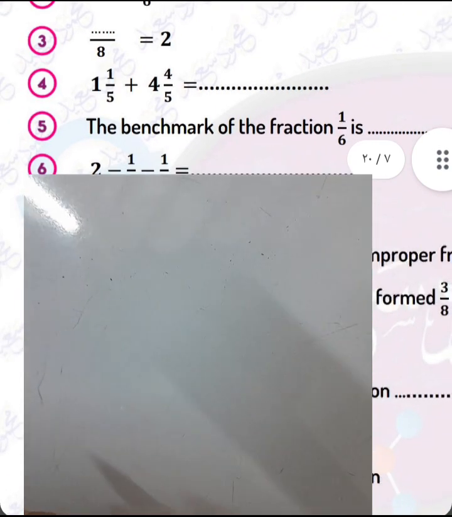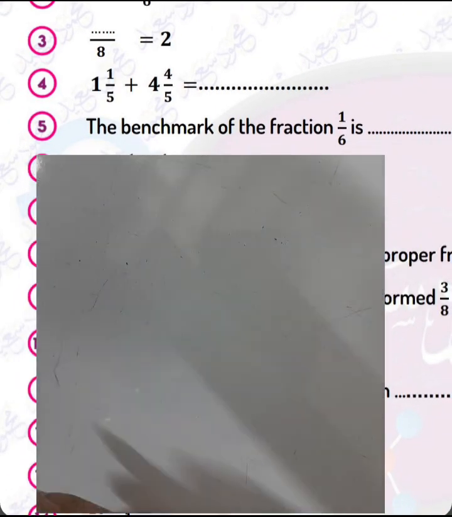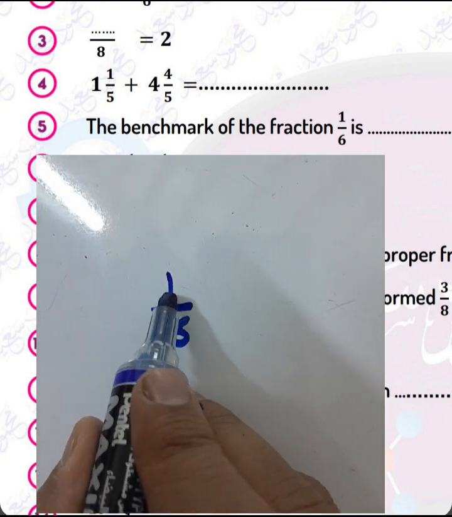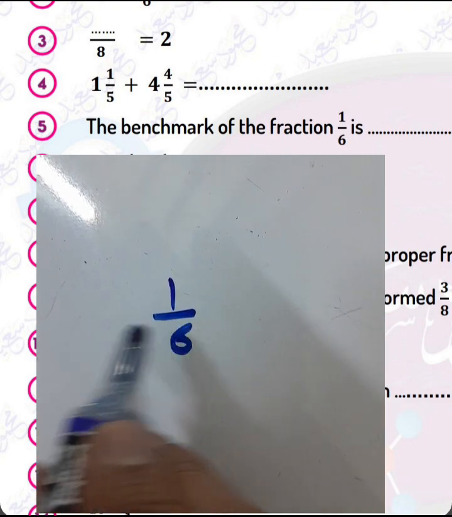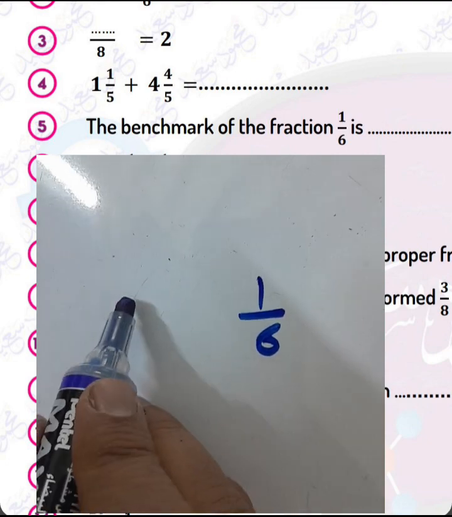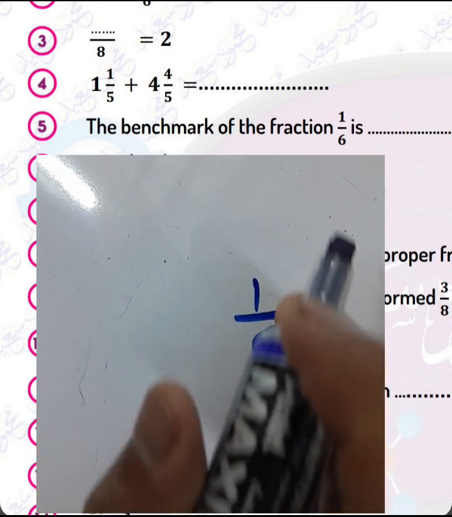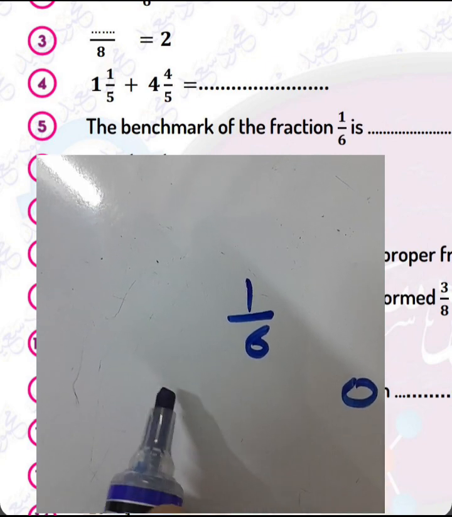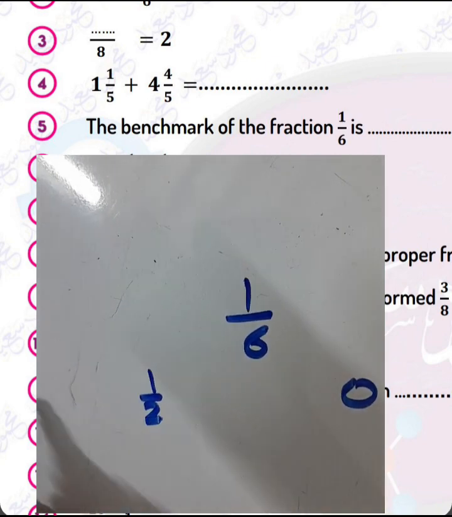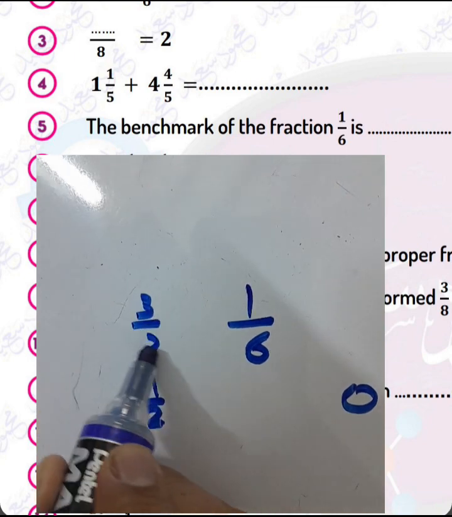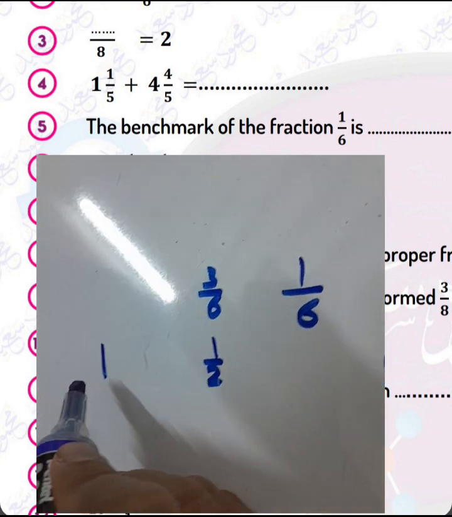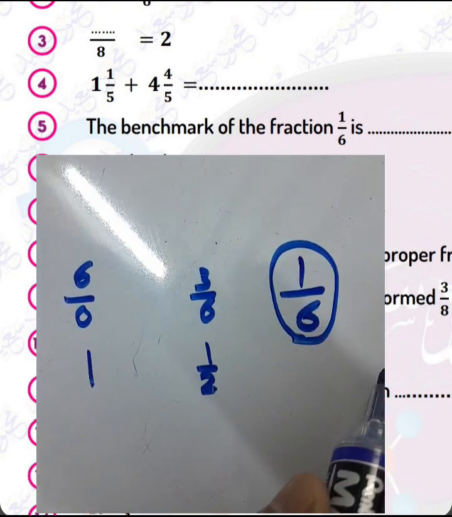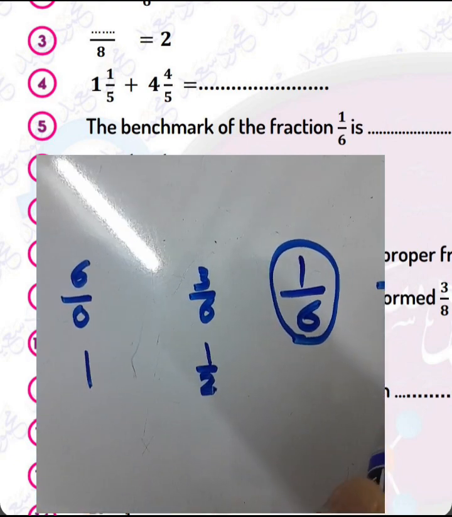The benchmark of the fraction 1 over 6 is nearest to 0, because 1 over 6 has a long distance to half. Here we have 0, and half, and 1. Half will be 3 over 6, and 1 will be 6 over 6. Then 1 over 6 is nearest to 0 over 6, which is 0.